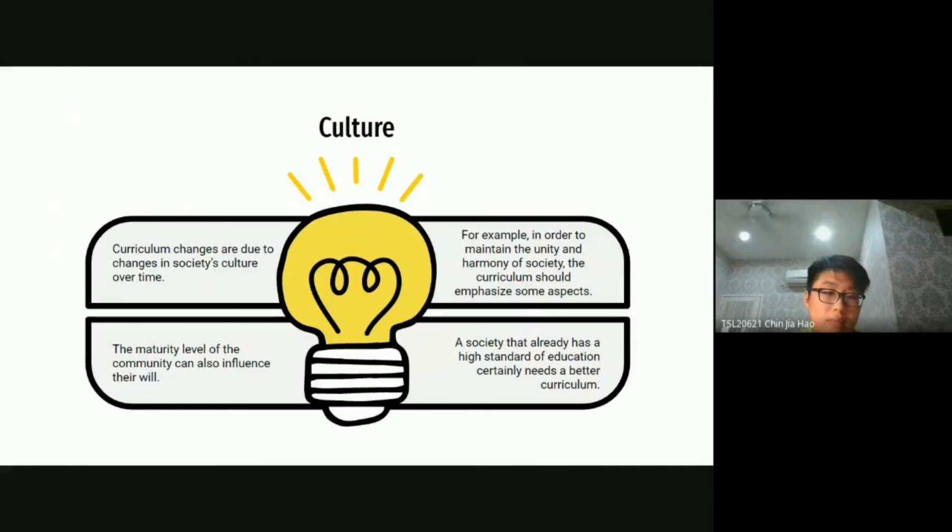All right, so the maturity level of the community can also influence their will. It means that the content of curriculum will also change according to the maturity of citizens. So it can be said that a society that already has a higher standard of education certainly needs a better curriculum. As we all know, people today are becoming more highly educated. Therefore, the content of curriculum must meet the requirement and must meet the culture of today. All right. So that's it for culture and the four factors.